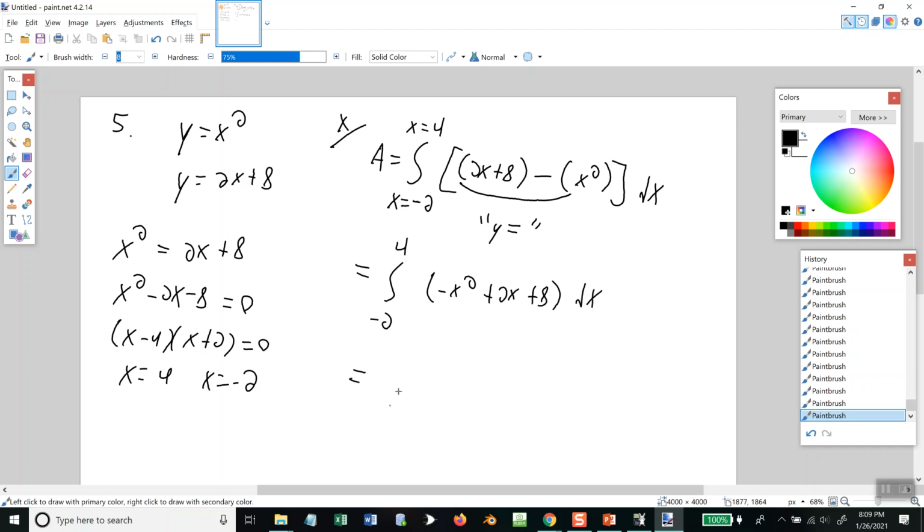We should get the same answer both ways, so it's kind of a check to see if I screw up, but I can also check that with the TI-83, TI-84. Add 1 to your power, divide by your new power, so I got -1/3 x to the third. Add 1 to your power, divide by your new power, so I got 2 over 2 x squared. And if you got a number, you just put an x on it, from -2 to 4.